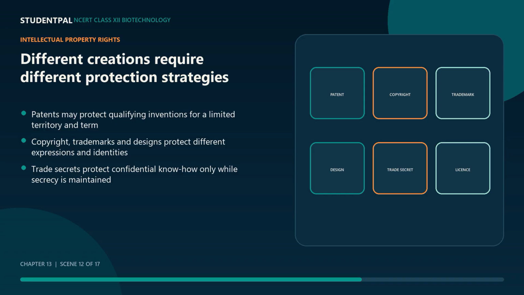A biotechnology venture may combine several strategies, for example, patenting a process, keeping manufacturing optimization confidential, registering a brand, and using copyright for training material. Publication, collaboration, and employment agreements affect ownership and timing. Competent professional assessment is important because exact legal requirements vary by jurisdiction.